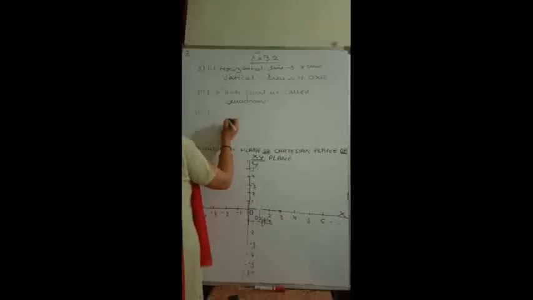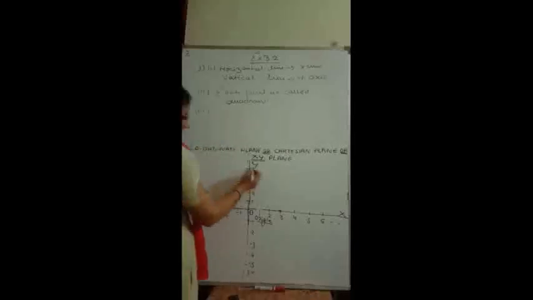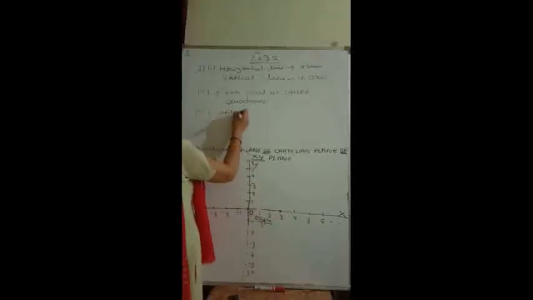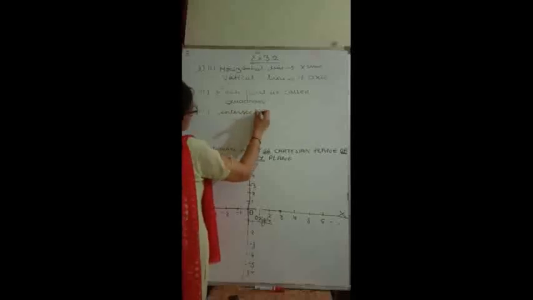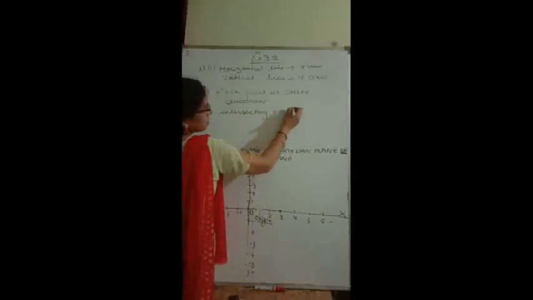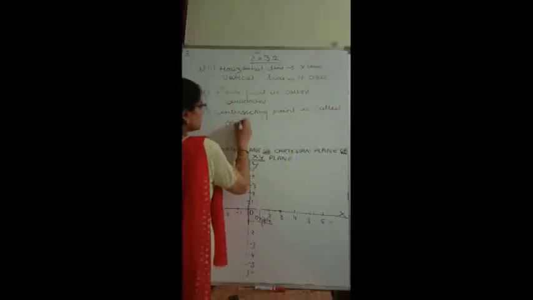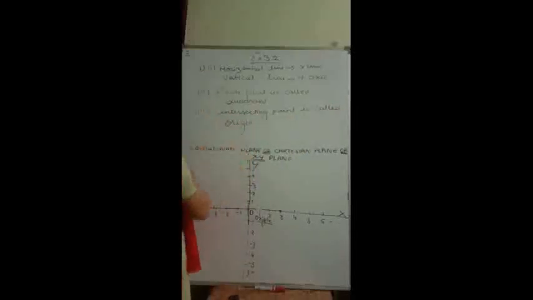Third one: write the name of the point where these two lines intersect. These two lines intersect at this point. So the intersecting point is called the origin. Okay, this is called the origin.